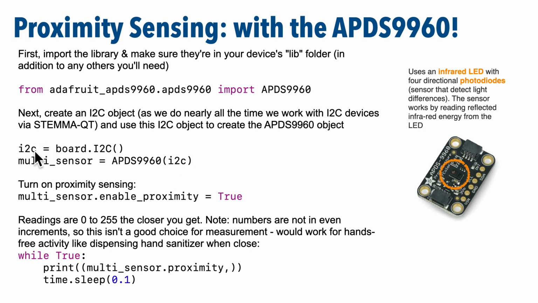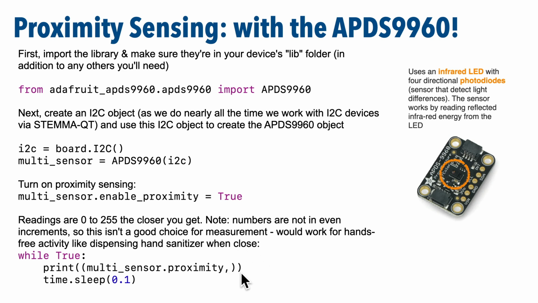Then we turn on proximity reading by setting the device's enable_proximity property to True. And then we get a proximity reading between 0 and 255, with 255 being closer, by reading the .proximity property from the multi_sensor object. And in this code, I'm putting this reading inside of a tuple, so the reading is surrounded by double parentheses, and I also put a comma at the end before the closing parentheses.